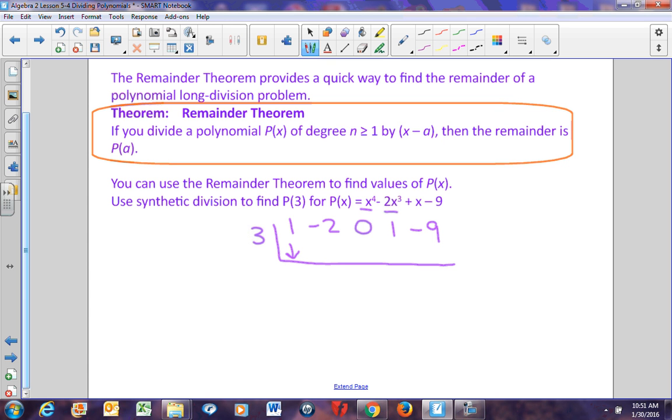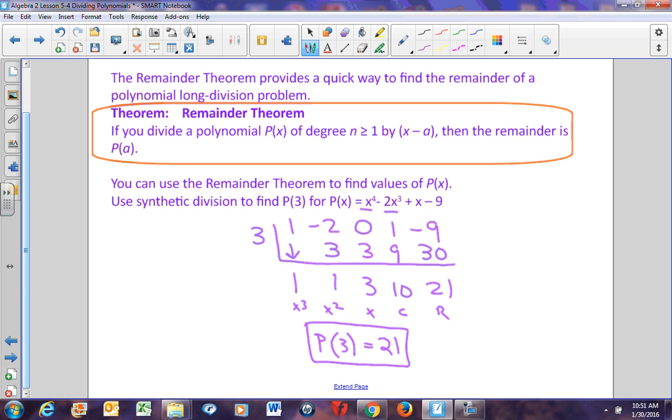Okay, bring this down. So 1 times 3 is 3. This becomes 1 times 3 is 3. 3 plus 0 is 3. 3 times 3 is 9. 9 plus 1 is 10. 10 times 3 is 30. Negative 9 plus 30 is 21. Okay, so p of 3, because this was an x to the 4th, this would be x to the 3rd, x squared, x, my constant term, this is my remainder. So p of 3 then is 21.